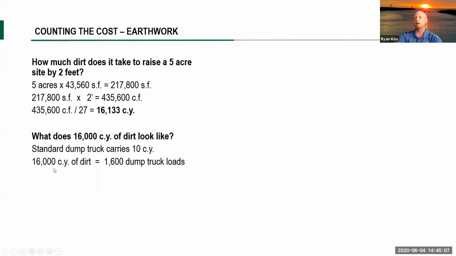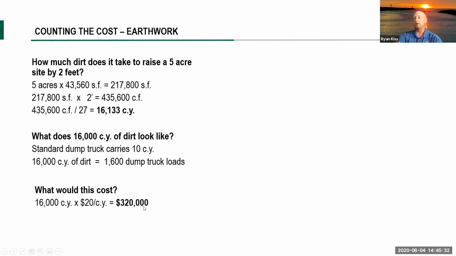And now if we start applying dollars to that, what does it cost? 16,000 cubic yards, even if we take the middle range of import, you're talking $320,000 to get that site raised up. If that's what it takes and that's what it has to be, that's what it has to be. But what we're getting at is sometimes we can make decisions where this number can be brought down substantially.